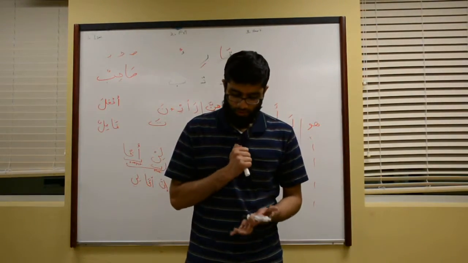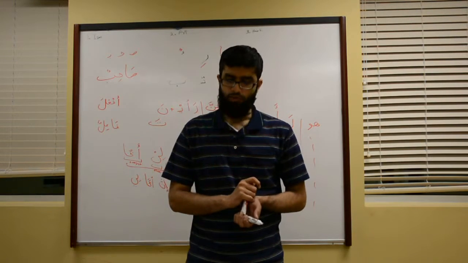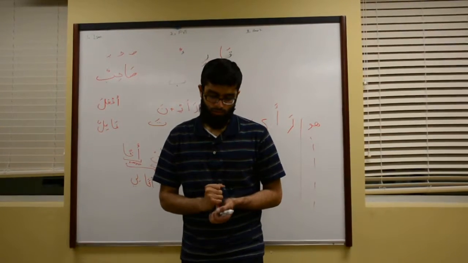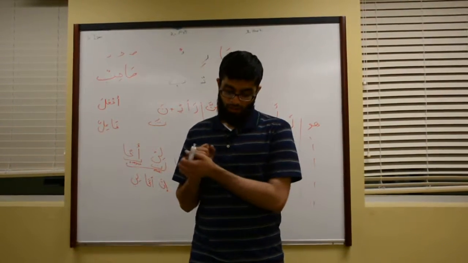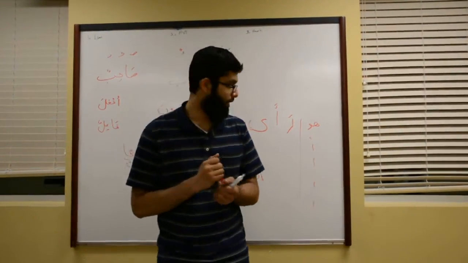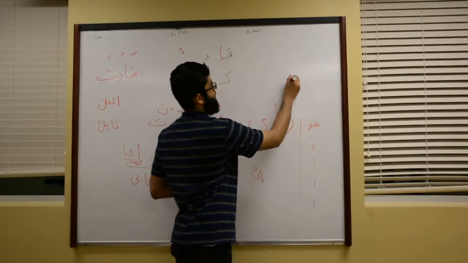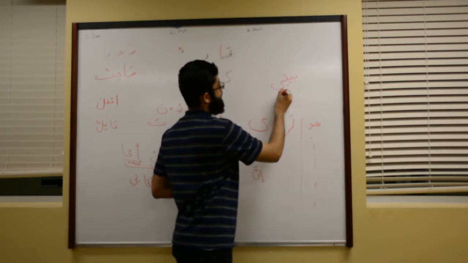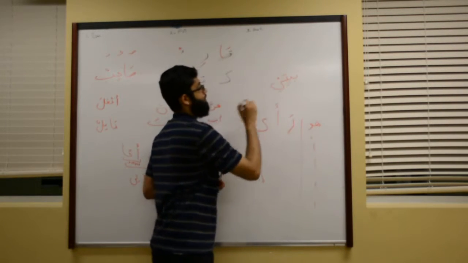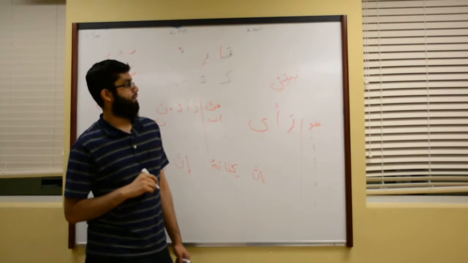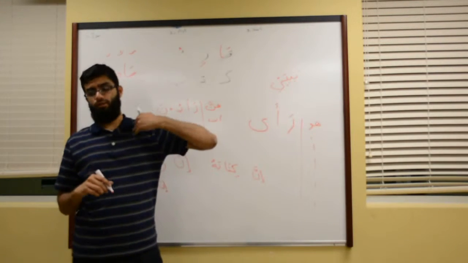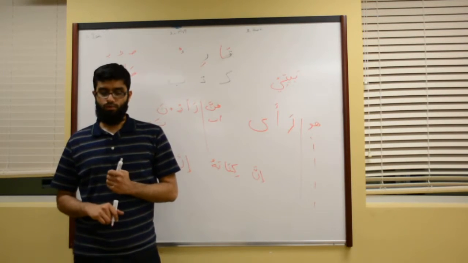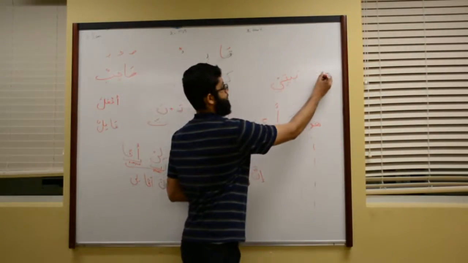Let's do the second line. My house. How do you say it, Brother Nazmul? Bayti. Okay, so bayti is my house. How do you write it? Bayti. So this ya is for mine, right? How do you say in my house? Fi bayti.